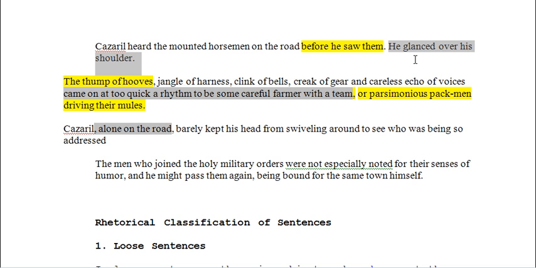So here's an example from the book I just mentioned. This is the second sentence in the book, and this is an example of a simple sentence. Now, simple doesn't mean short. You can actually have a long, simple sentence. He glanced over his shoulder. What simple means is that you have no subordinate clauses, and you only have one main clause. So that's the definition.